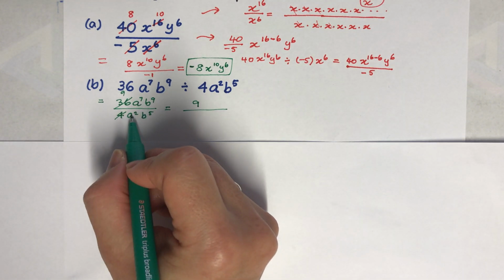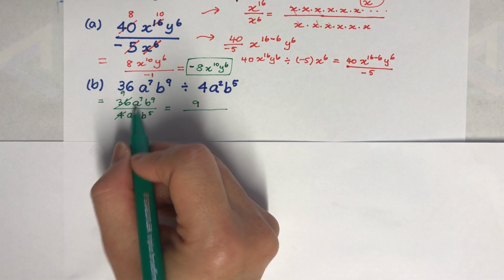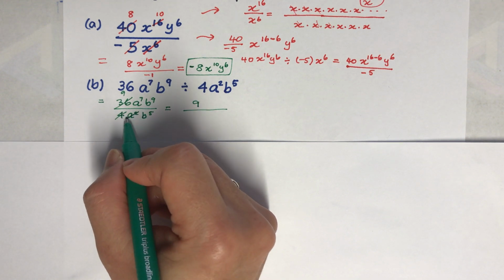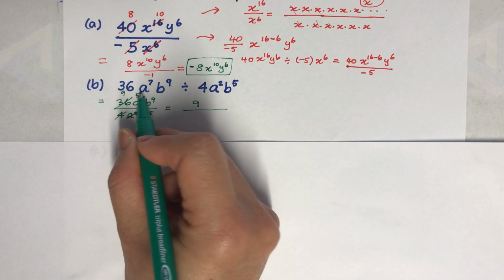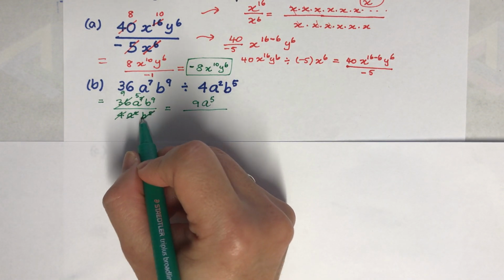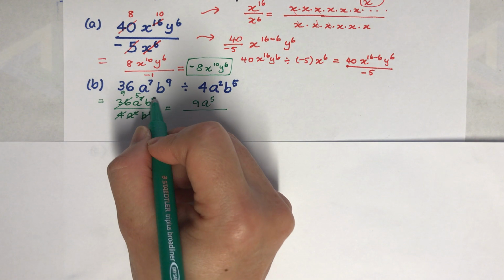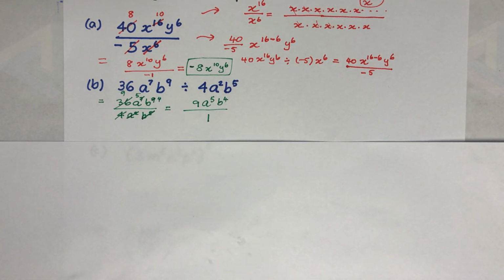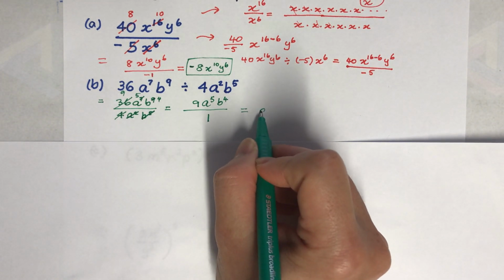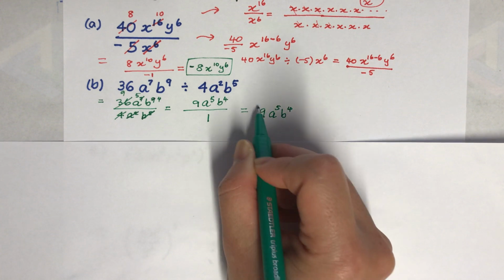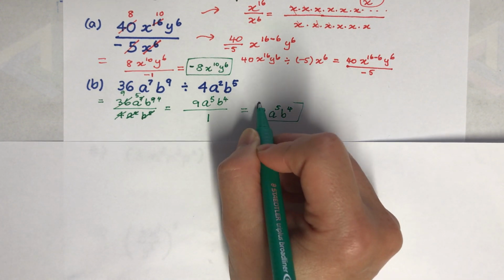Here, a to the power of 7, a to the power of 2. Now I can cancel this 2 out completely, and I'm left with 5 on the top. And then here, I can cancel the whole thing out, and I'm left with 4, so b to the power of 4. And on the bottom, I'll have 1, so my final answer will be 9a to the power of 5, b to the power of 4. Hopefully you follow all that.